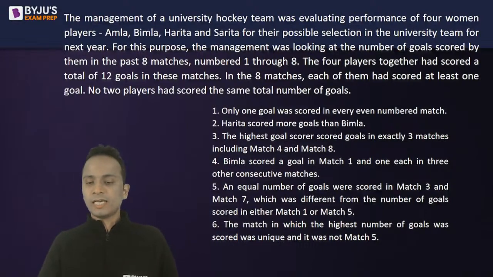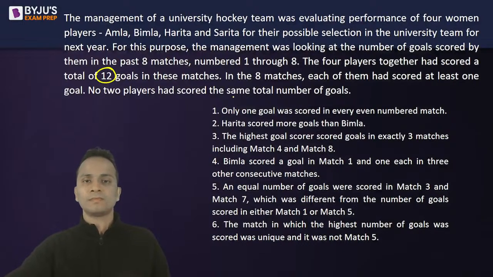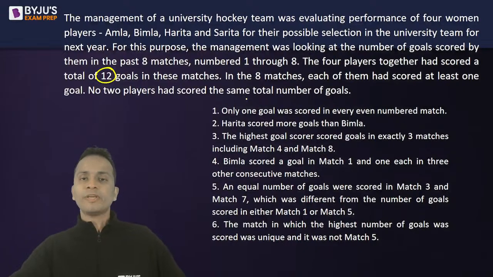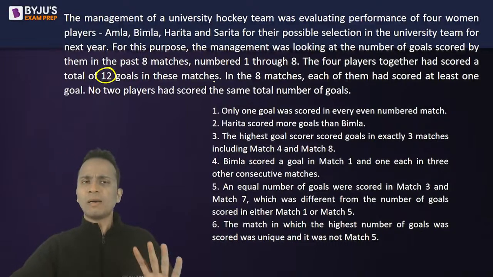All right, a few more seconds, and then we'll start having a discussion. Okay, Prince, let's start with the discussion. Now, the first information that I'm going to consider is that the four players together had scored a total of 12 goals in these matches. So, total 12 goals among four players.